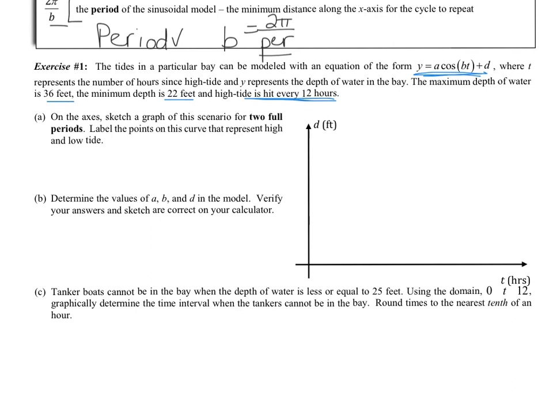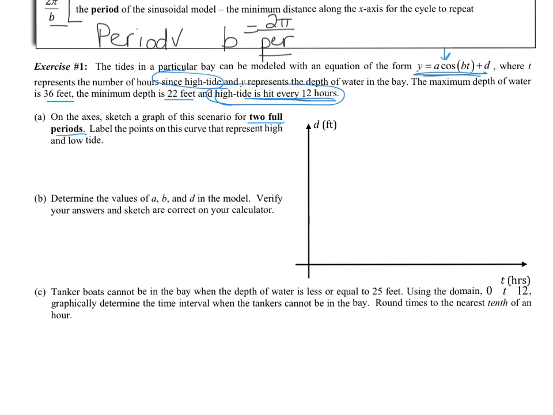So there's my information. It actually wants me to graph it first. So it says on the axes, sketch a graph for 2 full periods. So this can happen sometimes where they ask for more than 1 period. If I look through my information, if high tide is hit every 12 hours, basically my period is 12. More important information in my graph, it says that T is hours since high tide, so we're starting at high tide.